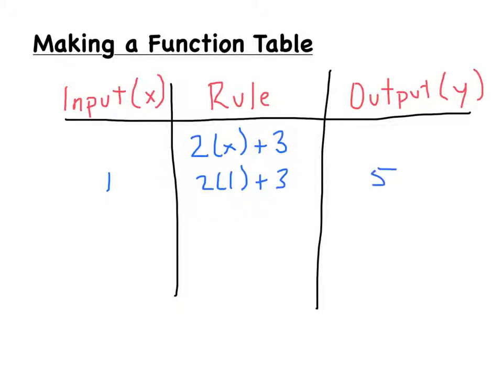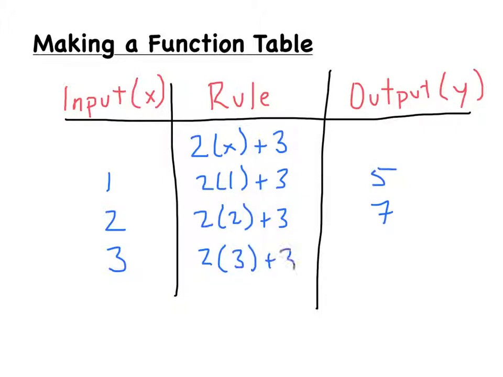If our input is 2, we do 2 times 2 plus 3. So 2 times 2 is 4, plus 3 is 7. If we put in 3, we do 2 times 3, which would be 6, plus 3 would be 9.